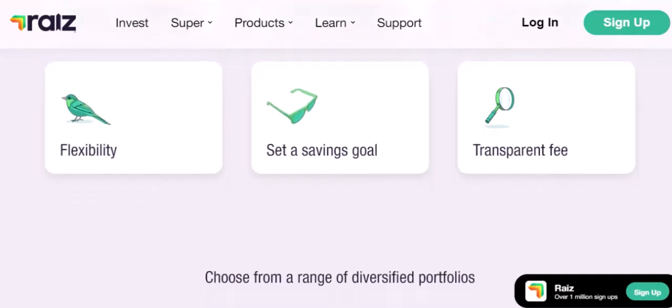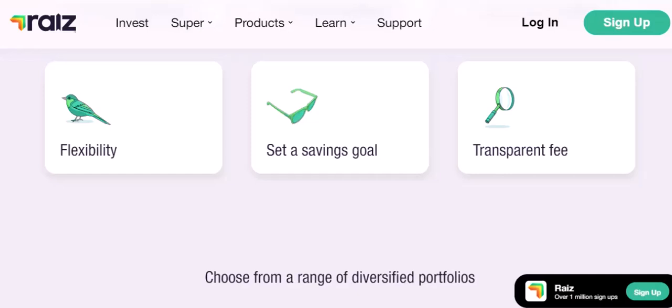It's also important to compare Raiz fees to other investment platforms. While Raiz fees are competitive, there are other platforms that offer even lower fees. If you're willing to do a bit more research and manage your portfolio yourself, you might be able to find a platform that suits your needs better.